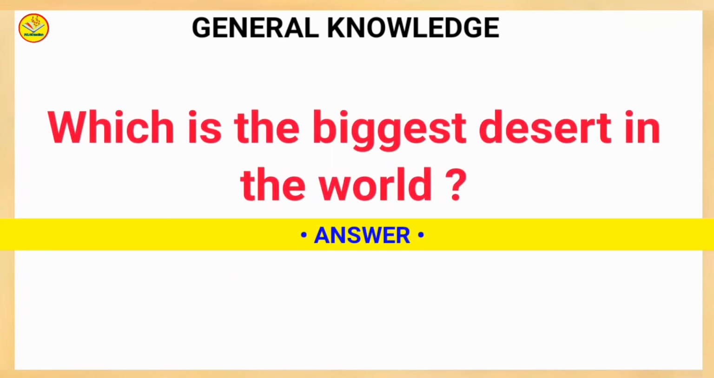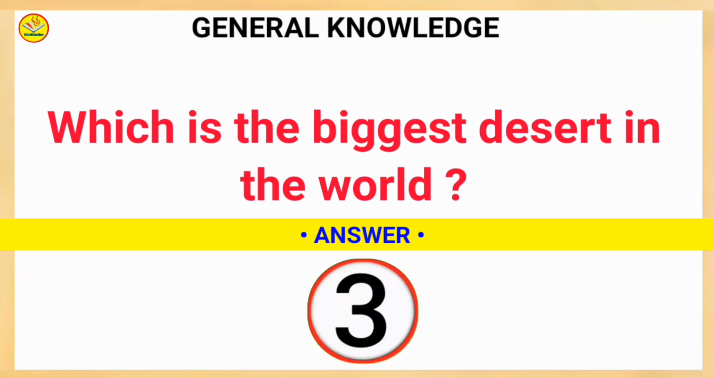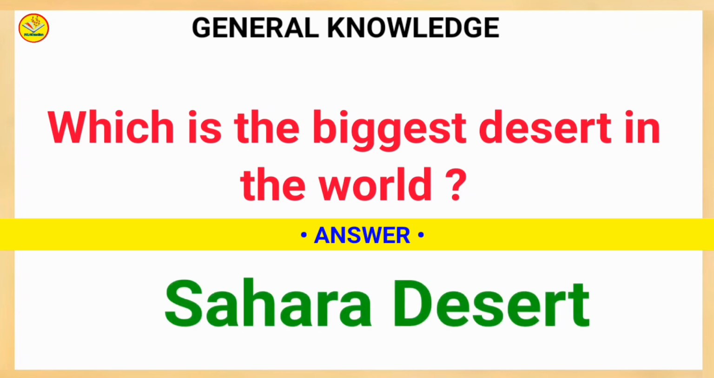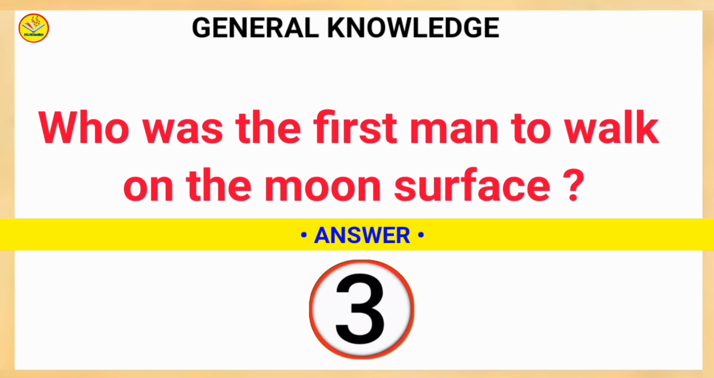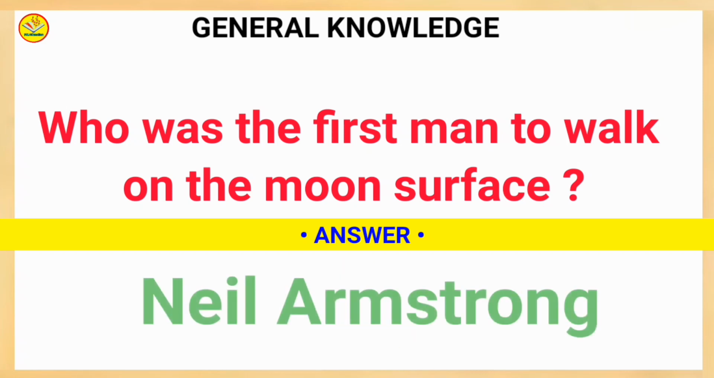Which is the biggest desert in the world? Answer: Sahara Desert. Who was the first man to walk on the moon surface? Answer: Neil Armstrong.